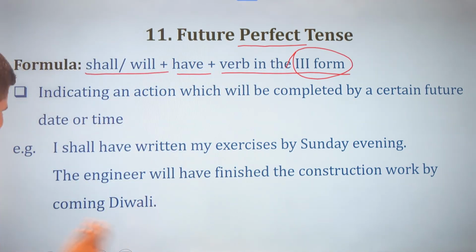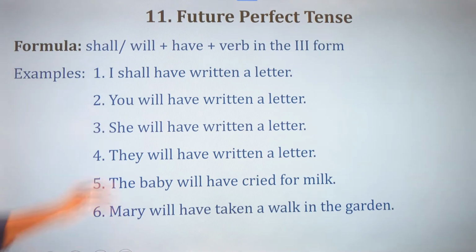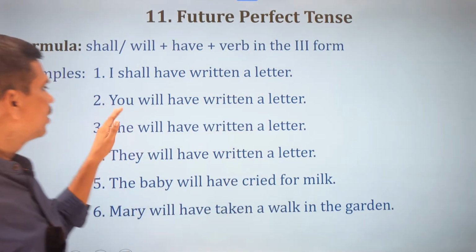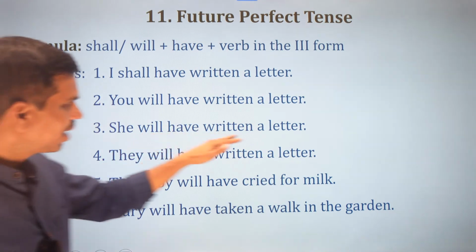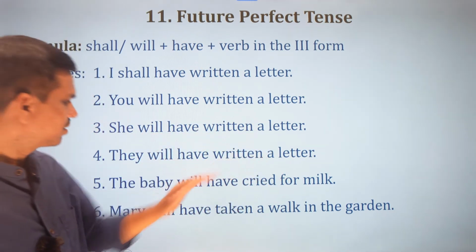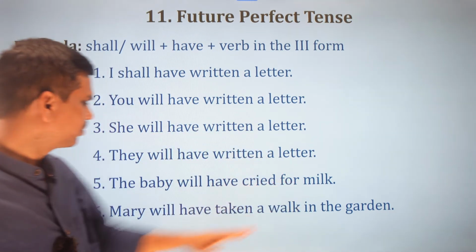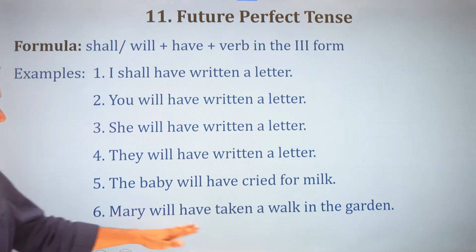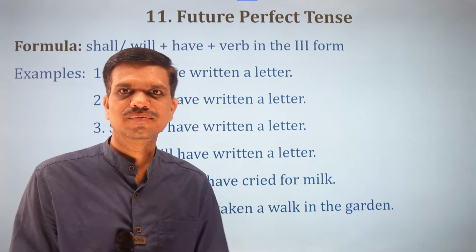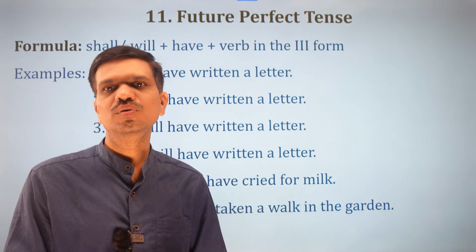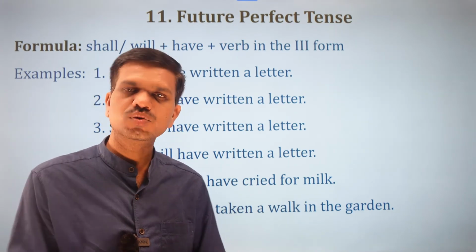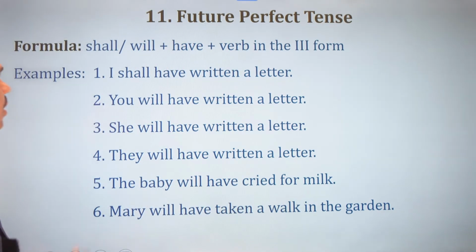Now here let's see our regular example, that is, I shall have written a letter, you will have written a letter, she will have written a letter, they will have written a letter, the baby will have cried for milk, and Mary will have taken a walk in the garden. Based on this, you can form your own sentences or sentence types. So do form all these sentences.